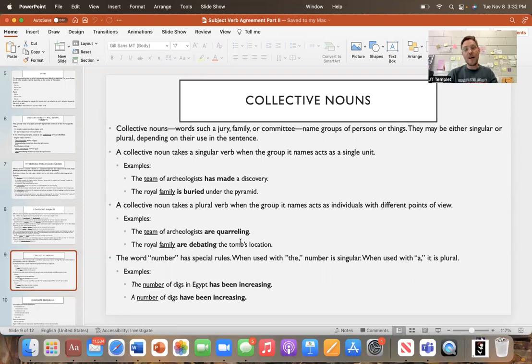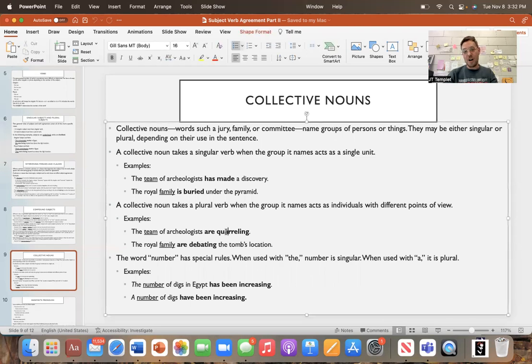So the team of archaeologists are quarreling. The verb is helping to determine that this is now acting as plural because they're fighting. They're having different opinions, right? They're not functioning as one here. The royal family are debating. If they are disagreeing, they become separate things working together. So it's plural.